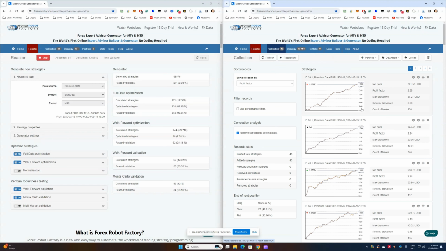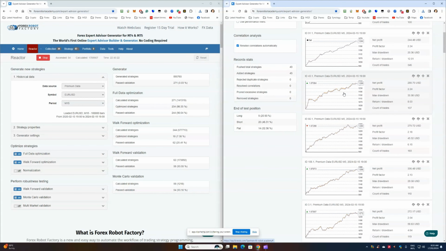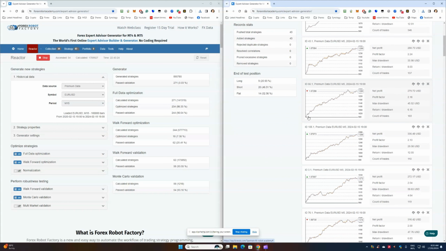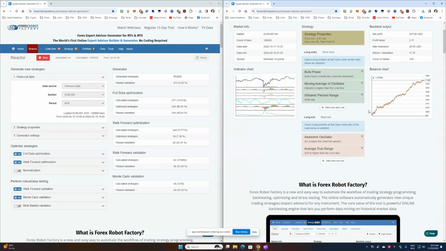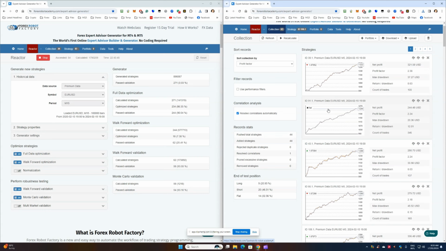So let's continue going through what we have here now. And we can see here the equity curve is pretty good on these. They're constantly going from the left corner to the upper right hand corner, which is in the correct direction. I like the equity curve on this one, the actual trend line. This one is using Bull's Power, Moving Average of Oscillator, and Williams Percent Range for the entries. So I clicked the correct button this time.